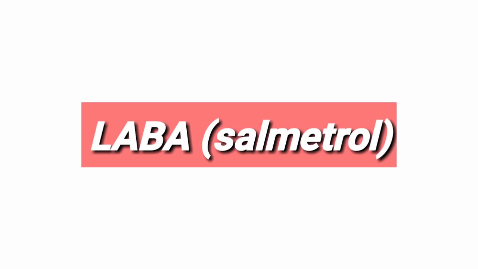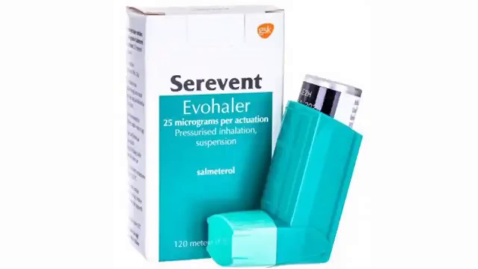Now LABA, the most common LABA is salmeterol. It comes as a Serevent Evohaler, and it is 25 mcg per action. So one puff will give 25 mcg. The dose is 1 puff BD. So you can add it to the medium dose or high dose steroids in step up therapy. So it will be the Serevent inhaler, 1 puff BD, a fixed dose.